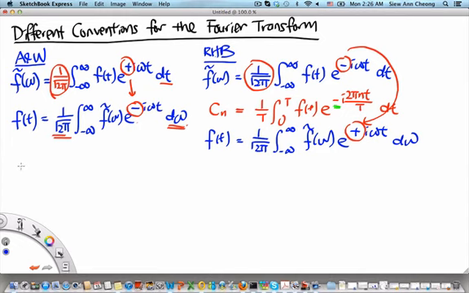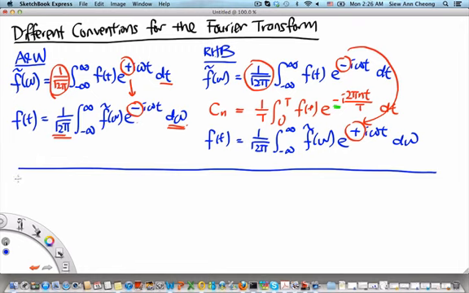Another convention has to do with the normalization constant. This is not found in these two textbooks, of course, but you will find it in other textbooks, for example, textbooks on quantum mechanics, textbooks on solid-state physics, as well as textbooks on optics.